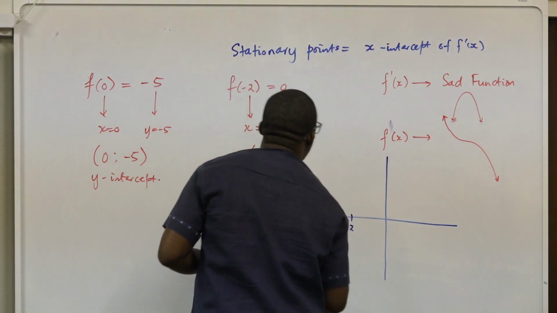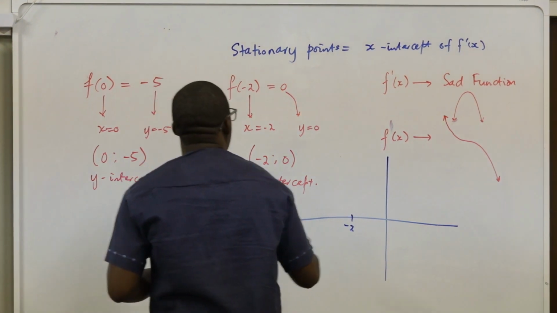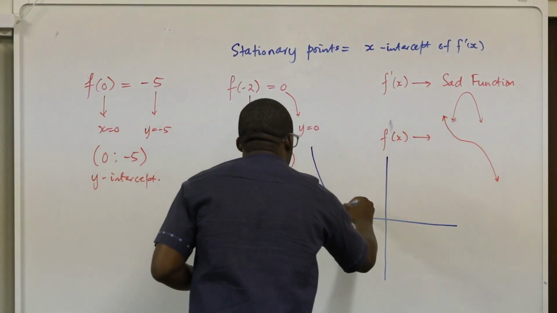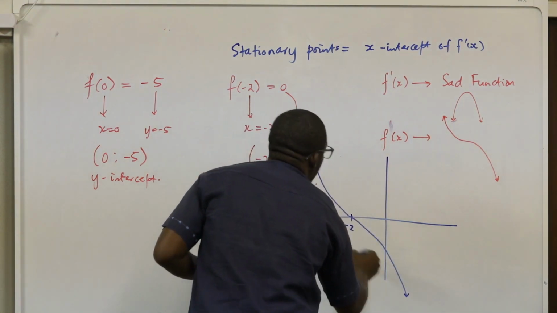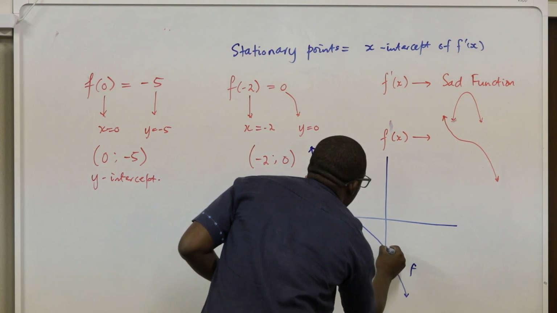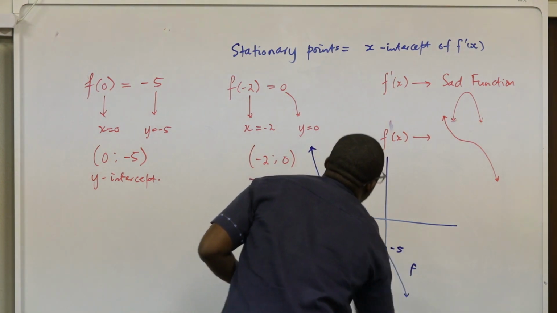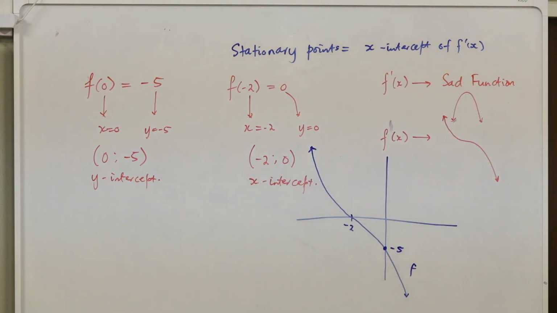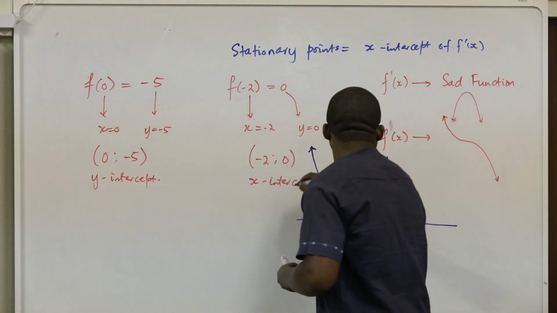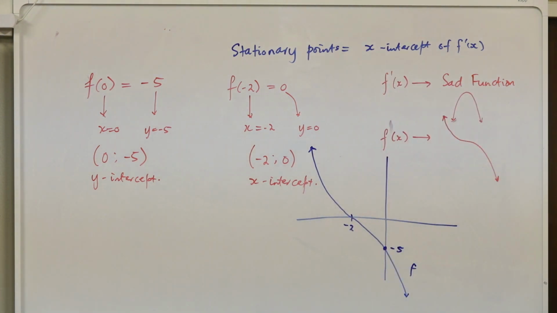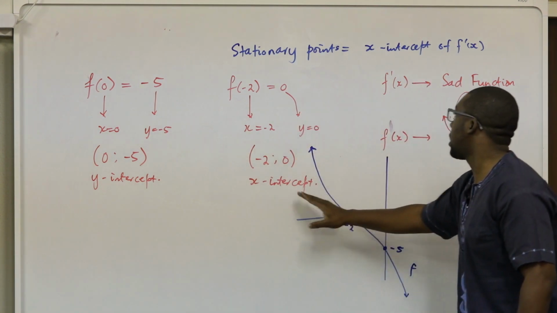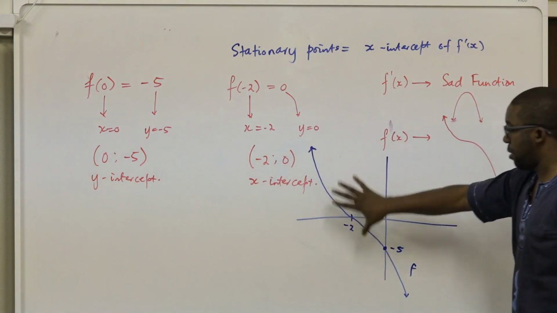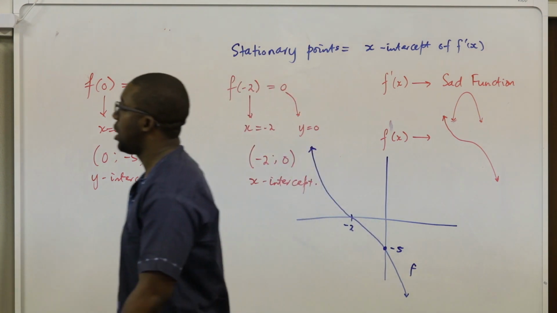And at x is equal to minus 2, this is f. And it is crossing at minus 5. So this is f of x, the original cubic function. We combined all that information. We were told the y-intercept, we were told the x-intercept, we deduced the shape, then you draw it as accurately as you can.